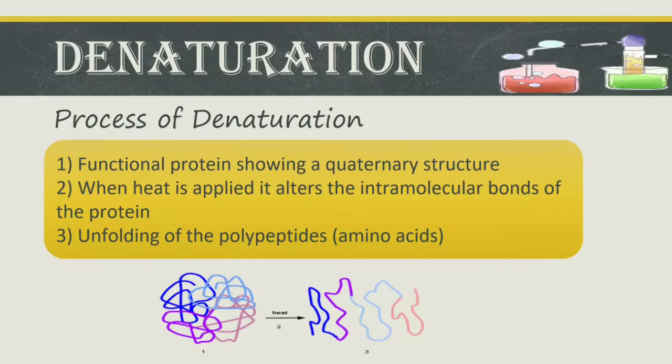And here is the process of denaturation. First, a functional protein showing a quaternary structure. Second, when heat is applied, it alters the intramolecular bonds of the protein. Third, unfolding of the polypeptides or amino acids.